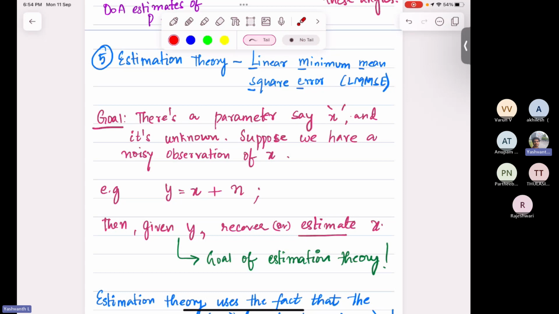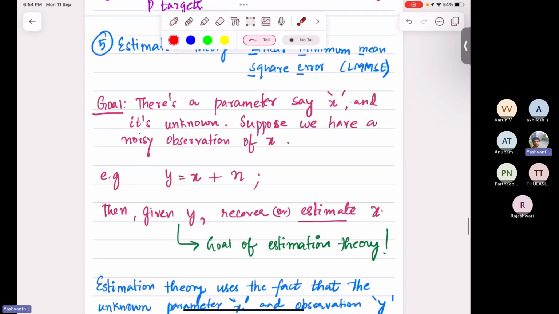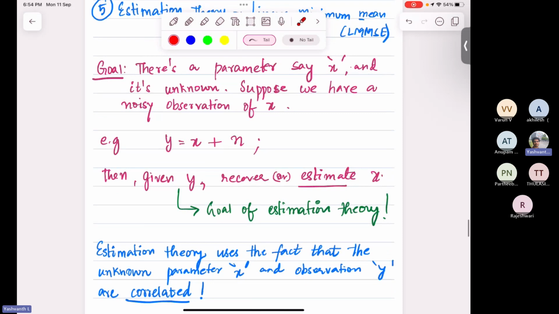Suppose I have a noisy observation of the number X, or parameter X, given by Y equals X plus N. That is, the actual value X is perturbed, you add some noise over it, and then I get to see what my Y is. Then the problem of estimation theory is, given Y, recover or estimate the value of X. This is the goal of estimation theory.